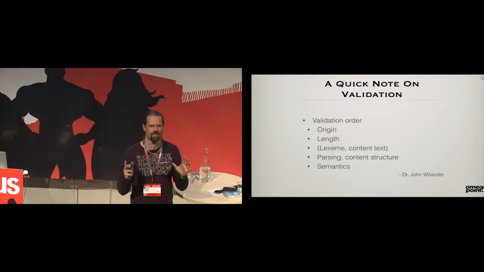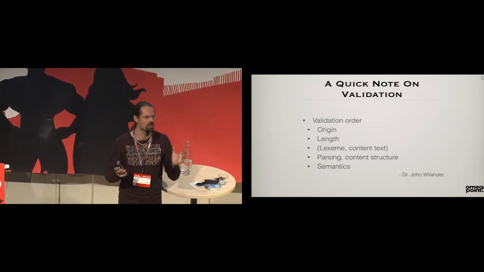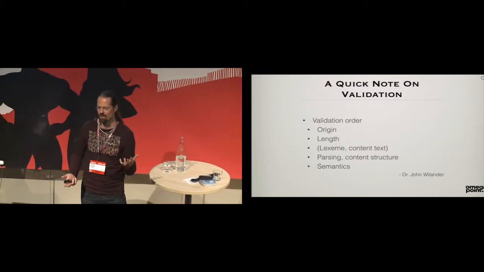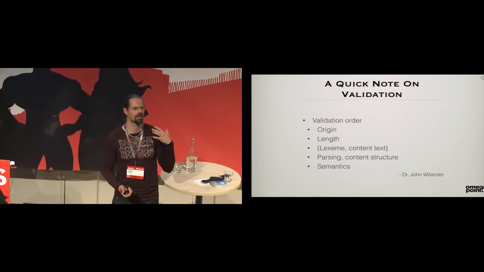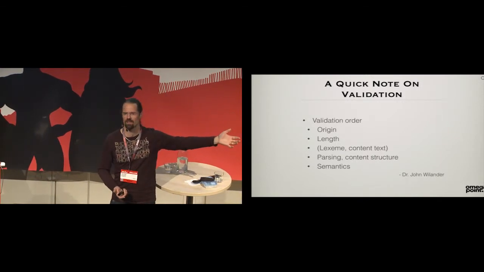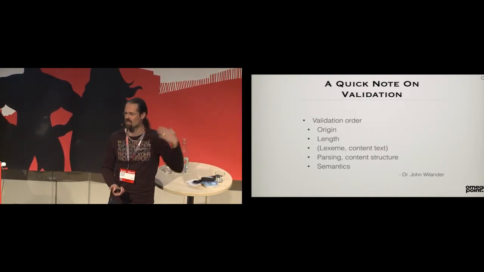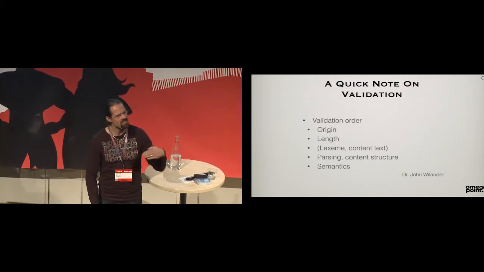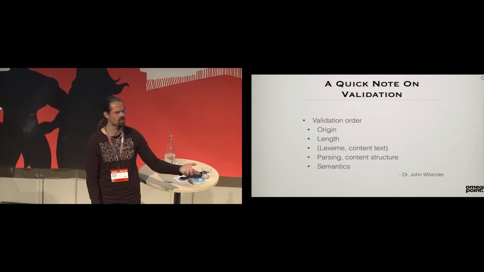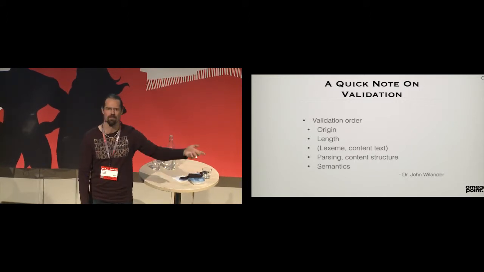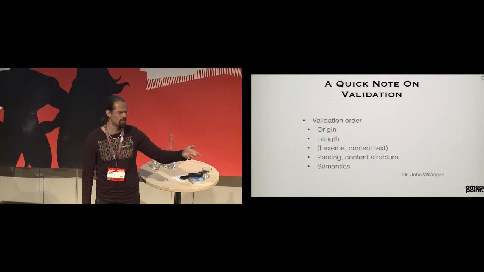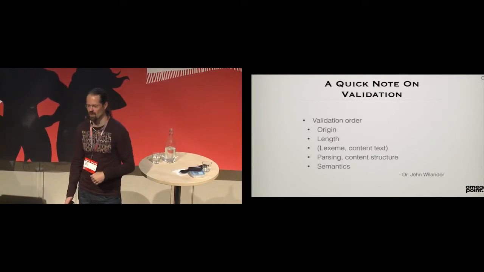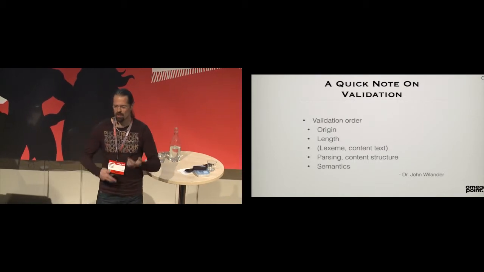A quick note on validation. There are a lot of things that need to be validated, and a good order to validate in, proposed by Dr. John Wilander, is to first validate that data comes from a legitimate sender. If it does not, do not touch it. Then check the length. If someone has sent you an XML string that is 10 gigabytes, well, you're probably under a DoS attack. Reject it, and do this before you start parsing it.